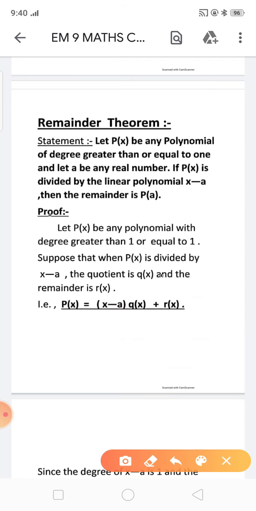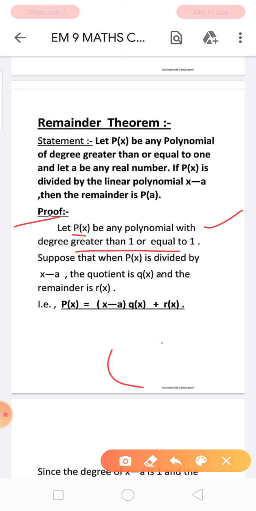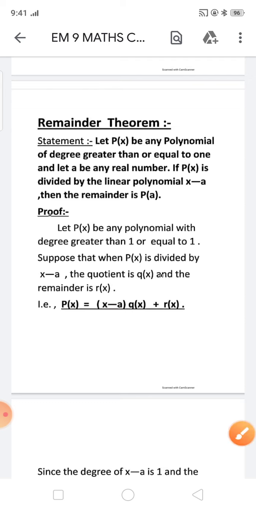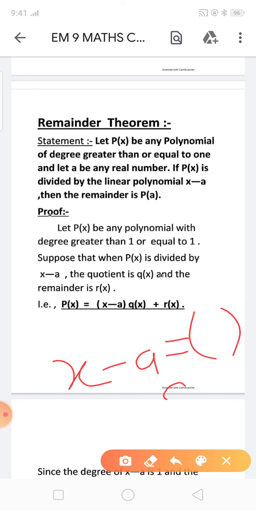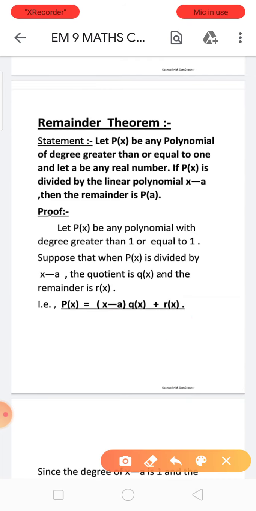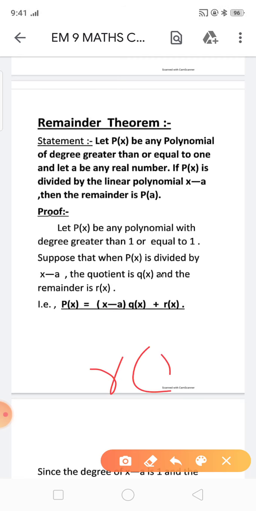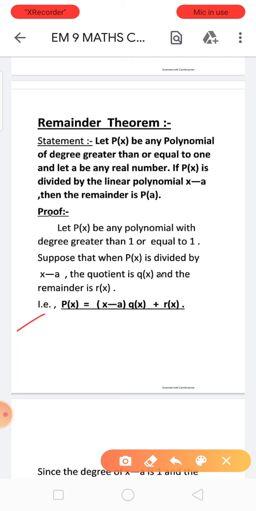So starting our proof, we write: let p(x) be our polynomial with degree greater than or equal to 1. Suppose that when p(x) is divided by x minus a, the quotient is q(x). When we divide our polynomial by x minus a, we get the quotient q(x), and subtracting the term from the dividend we get the remainder, say r(x). For that we write the dividend p(x) is equal to divisor multiplied by quotient: x minus a multiplied by q(x), and then plus remainder r(x).